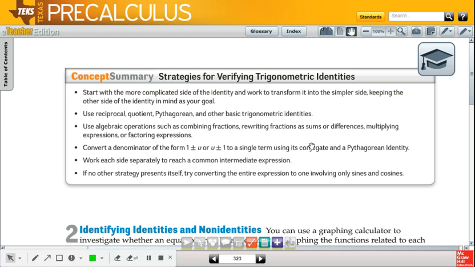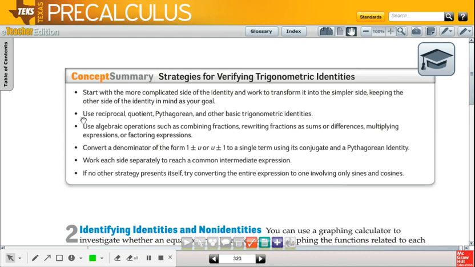So here we're going to review strategy on verifying trigonometric identities. Basically, the methods, the work that we have done for 5.1 and 5.2. Mainly for 5.2. So the first thing it states is start with the more complicated side of the identity and work to transform it into the simpler side, keeping the other side of the identity in mind as your goal.